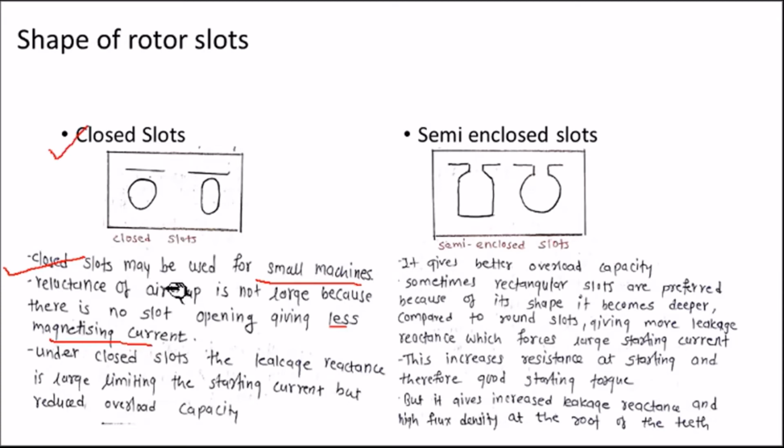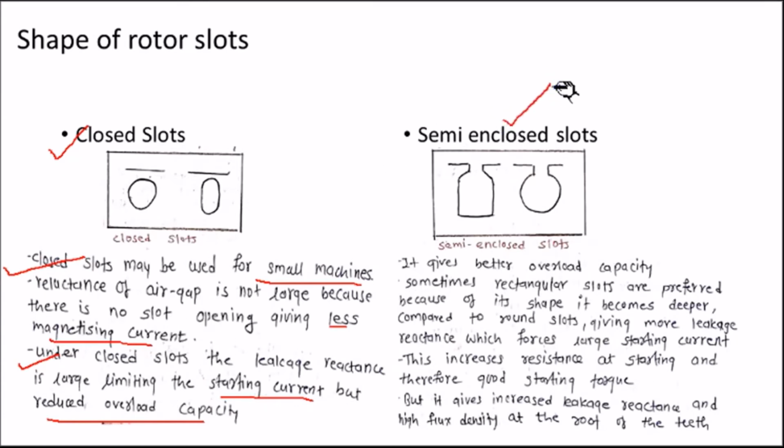But remember, we are using closed slots for small machines, that is for small motors. Under closed slots, the leakage reactance is large, limiting the starting current but reducing overload capacity. So though it will limit your starting current, it will reduce your overload capacity. That's why we prefer this type of slot for small machines.